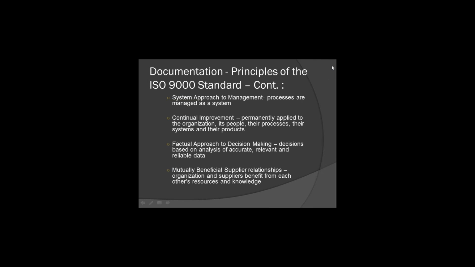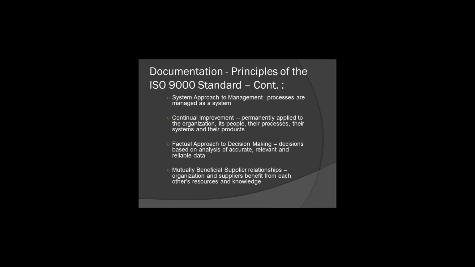Then continual improvement. That means there will be a continual improvement that is permanently applied to the organization, its people, and their processes, systems and products. So there should be a continuous improvement in the processes, and continuous improvement in the approaches to management that is used as a system.